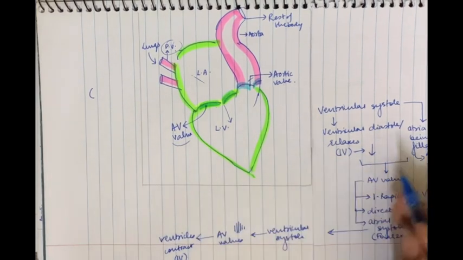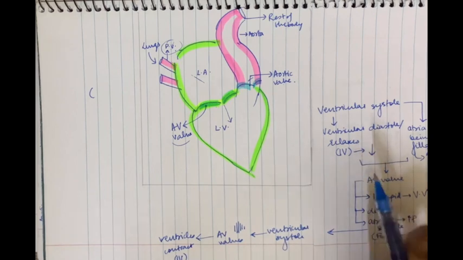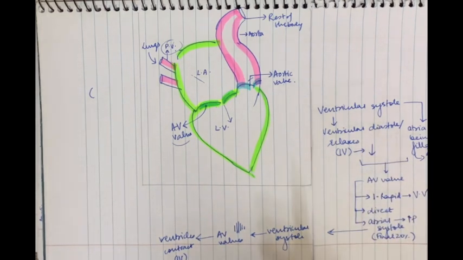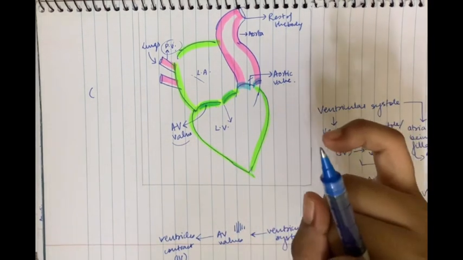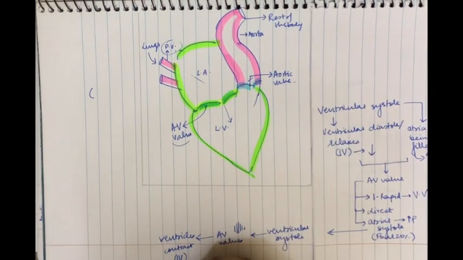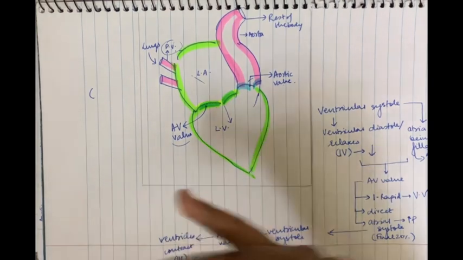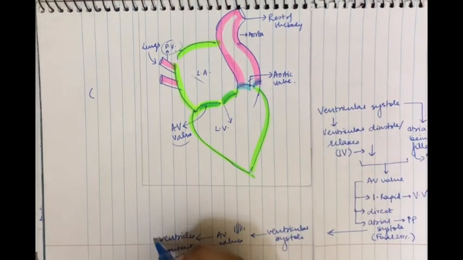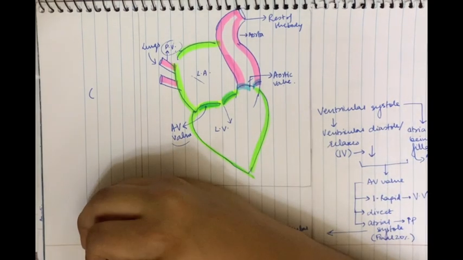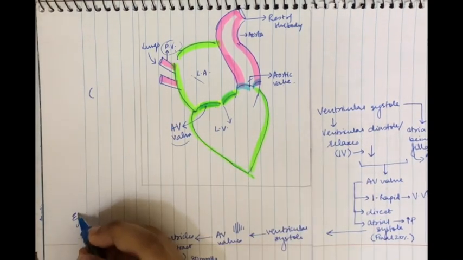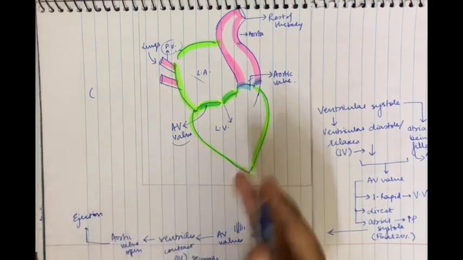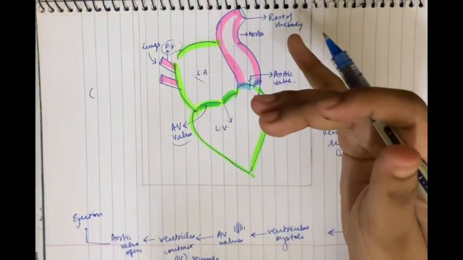Just the way they relax isovolumetrically, they contract isovolumetrically. That means their volume remains the same, but the pressure increases in the ventricles. And once the pressure increases beyond 80 millimeters of Hg, it pushes open the aortic valve, which causes the ejection of the blood from the ventricle into the aorta.